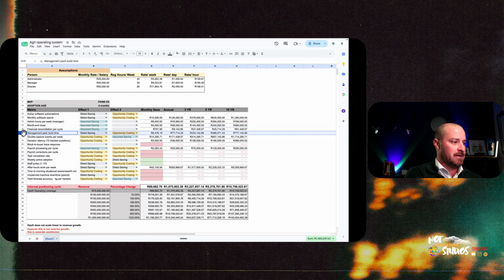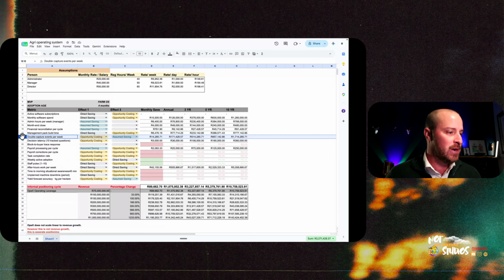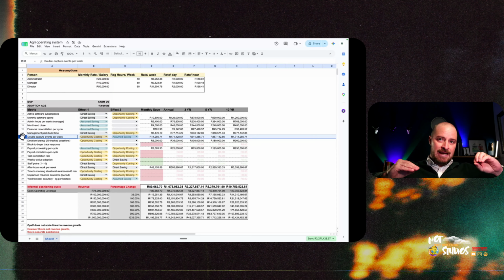We looked at the management pack build time, which is a direct saving, first of all, and then an opportunity costing, which is 6,500 Rand per month. We looked at the double capture events per week. That's an opportunity costing and then secondary an assumed saving of 15,000 Rand or 14,000 Rand per month. Once again, this is linked to the actual data, but based on assumption salaries and cost, but also based on one person and not the entire team. So this can go either way, but I think you catch the drift with that.